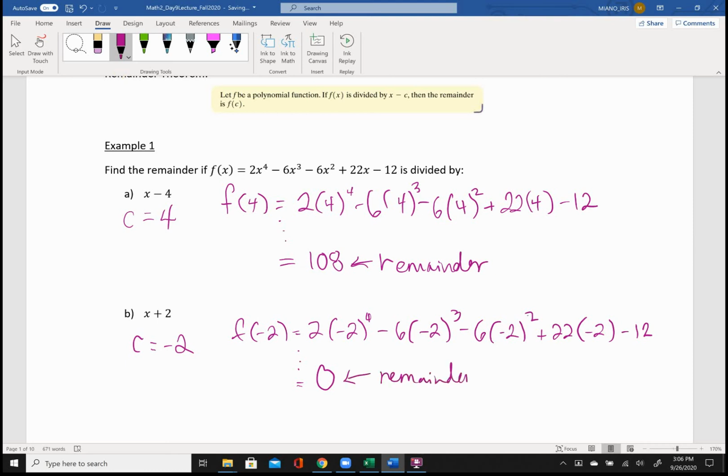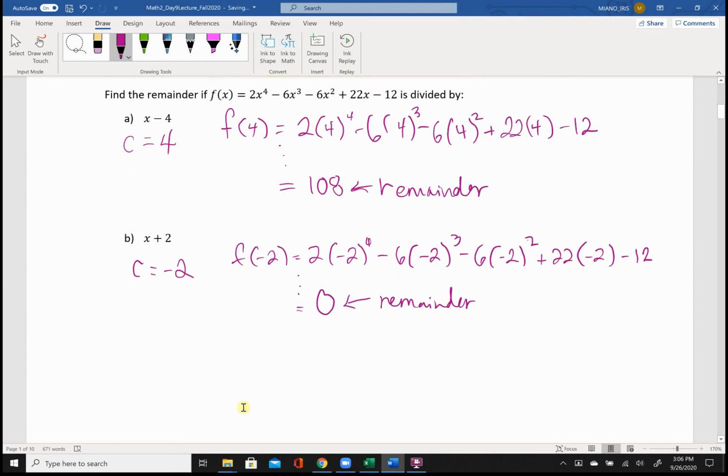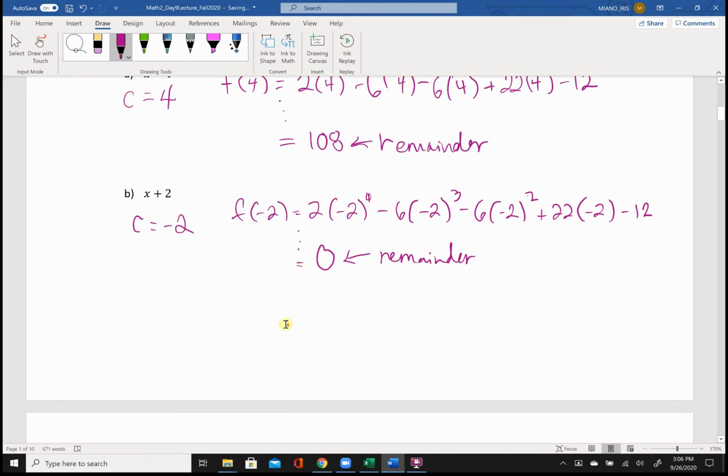And what we can glean from a zero remainder is that this c value is a 0 for the function, and x plus 2 is a factor for it. So if you factored this all the way down, which is something that we're going to do for similar functions later on in the lecture, you would know that this is a 0 and that's a factor. Okay, moving on.